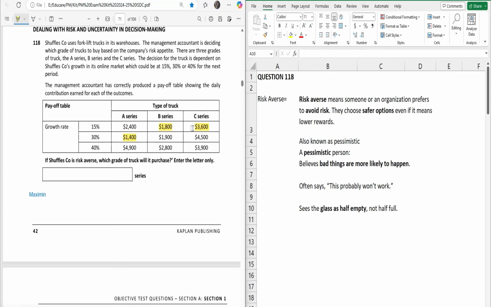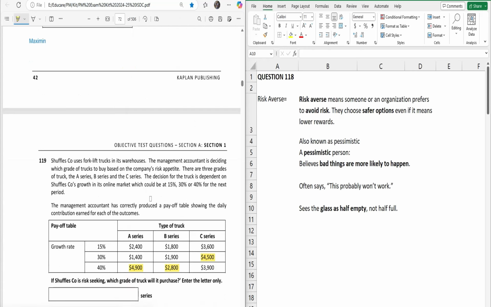Out of these three, what is the maximum value? So we go for the minimum first, then the maximum. The maximum is 3600. So that means we will go for C series. All right. So now the next question.